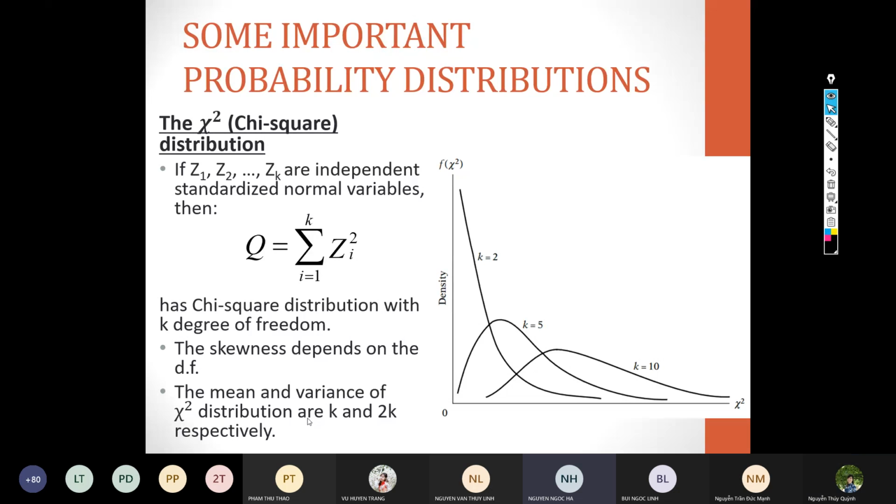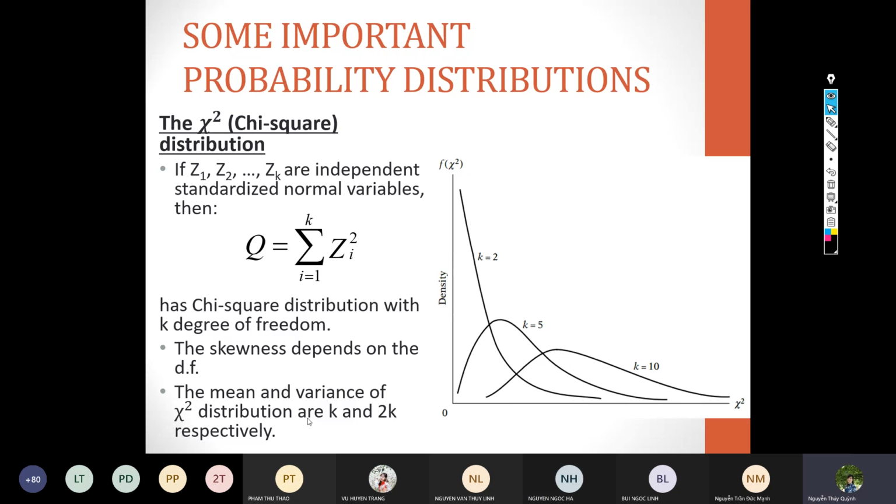Why are the mean and variance k and 2k respectively? I don't really understand why that's the case. Excuse me, can you repeat that? I don't understand why the mean and variance are k and 2k respectively.